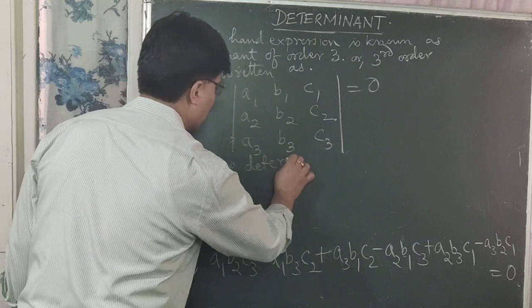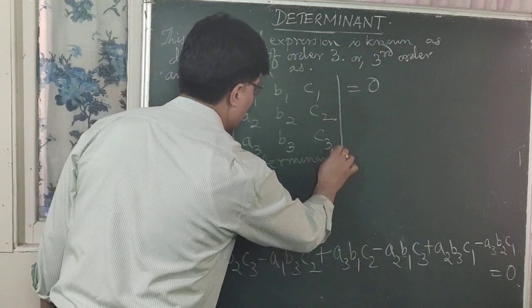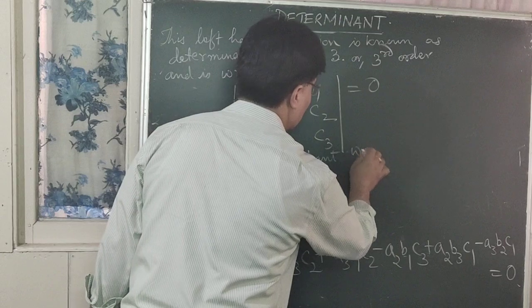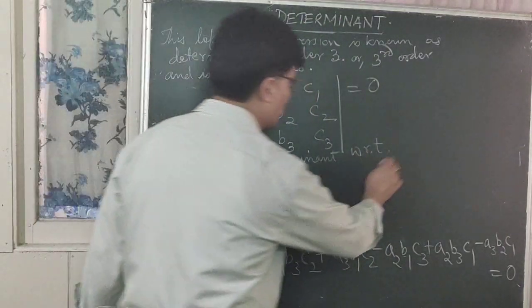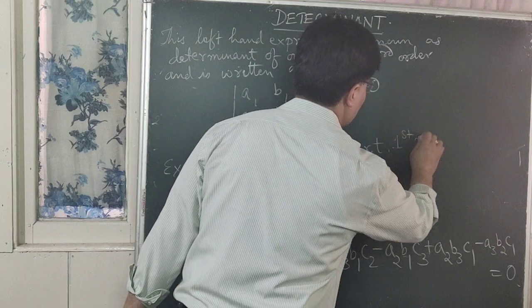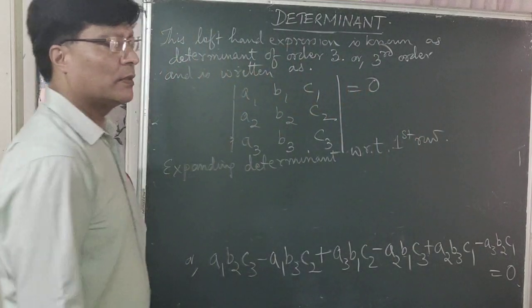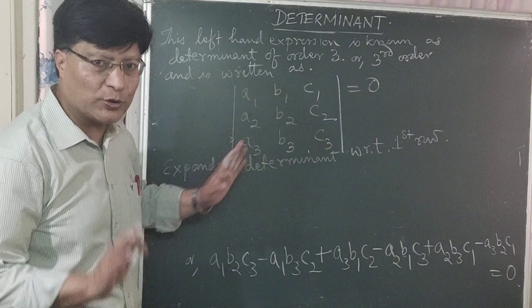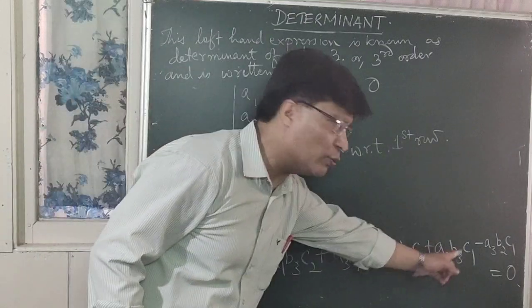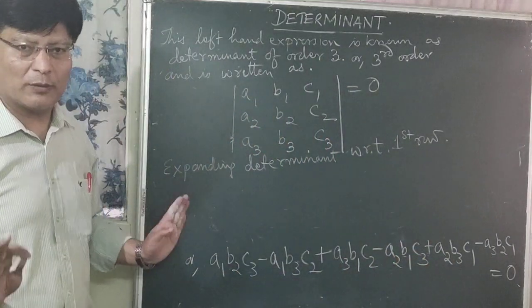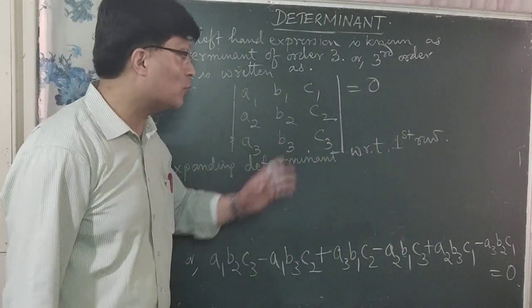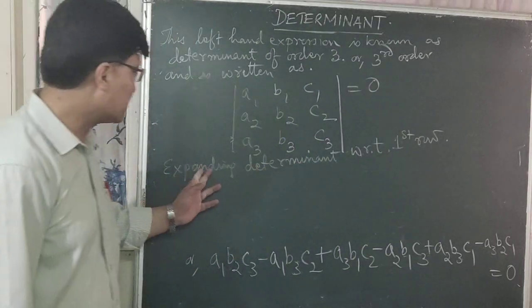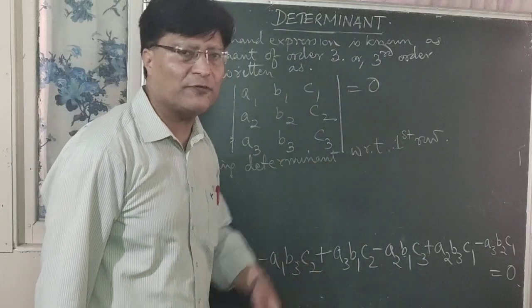determinant with respect to, WRT means with respect to, first row. First row. Expanding it, the expression must be equal to this one. If it is not equal, understand that somewhere there is something wrong. Let us expand it with respect to the first row. So expanding this determinant with respect to the first row.